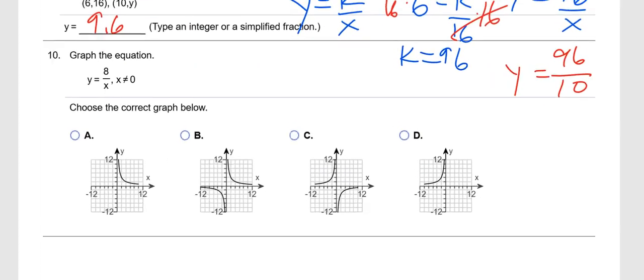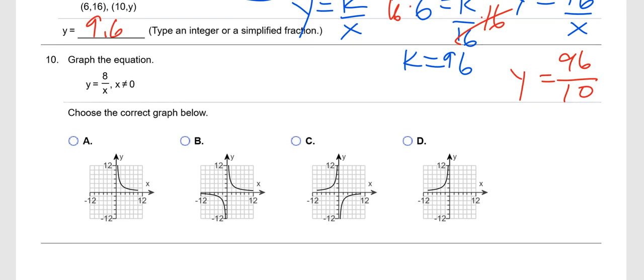Okay, question 10. Now we're getting into graphing. We already graphed, and we said that there were two branches.